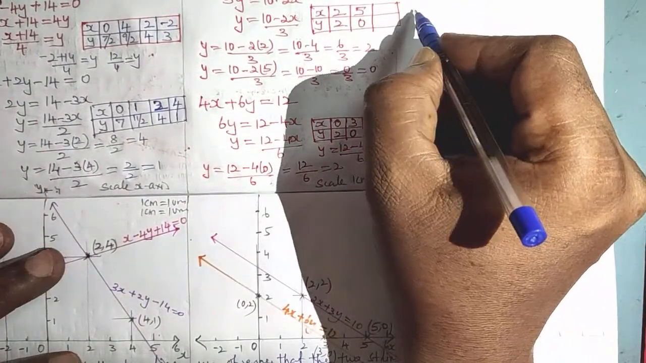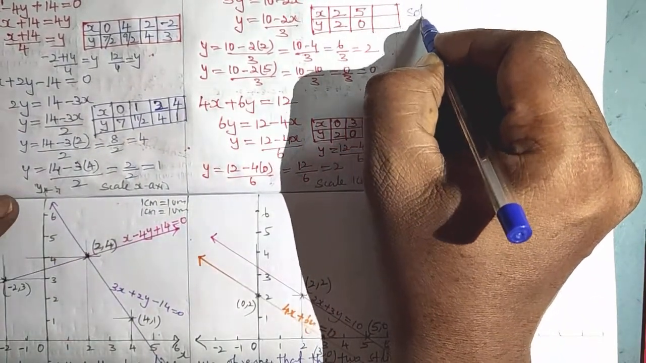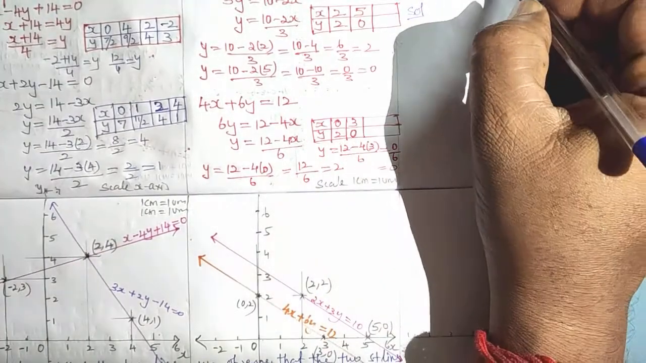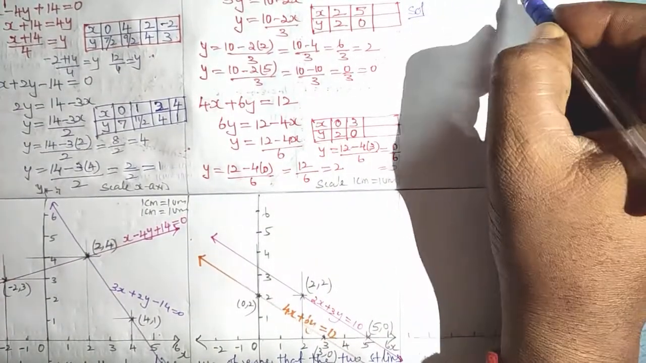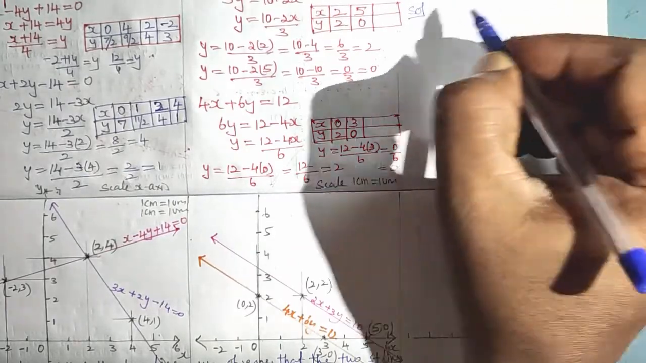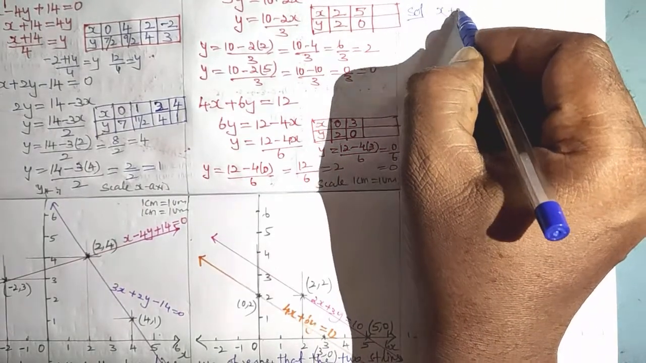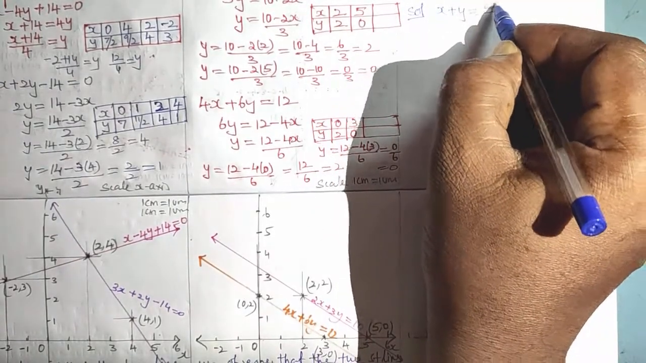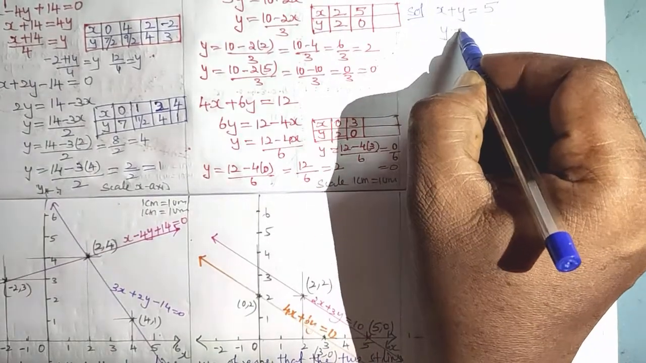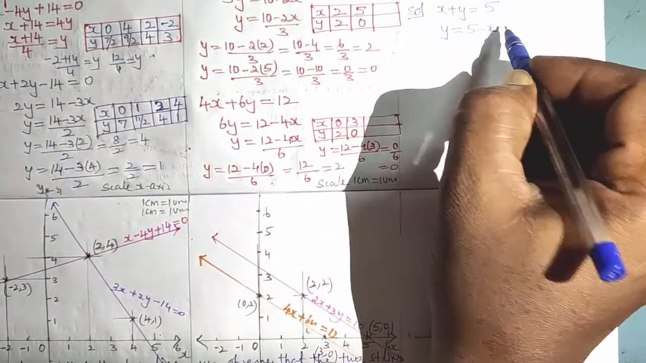Now I will try to draw the graph for these 2 given equations. Before drawing the graph, I will name the equations as equation 1 and equation 2. I will select the first equation. X plus y is equal to 5. Therefore y is equal to 5 minus x.